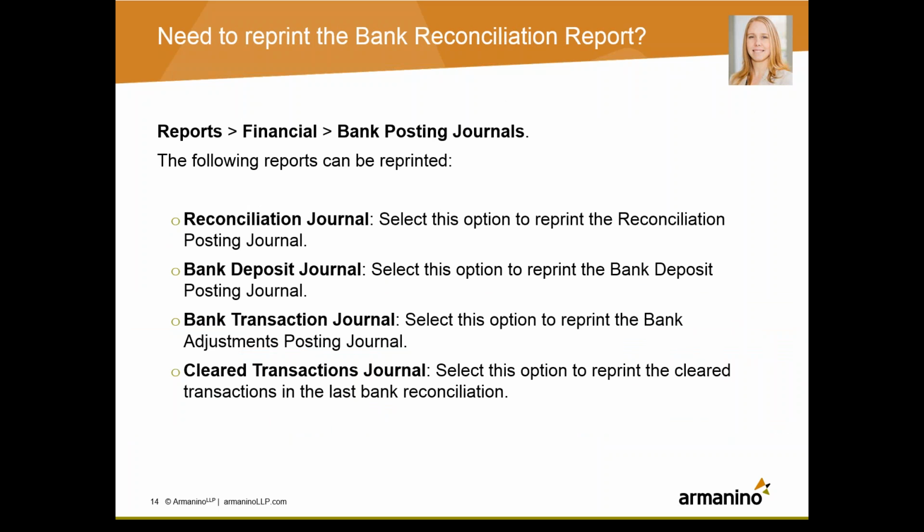Okay, so if you need to reprint your bank reconciliation report, when you run your bank rec, it's going to produce a report. If something happens and you either can't grab that report at the time it's posted, or you just need to reprint for any reason, here's where you would go to find the bank posting journals. There are 4 different types of journals. They're all available if you go to Reports, Financial, Bank Posting Journals. There's a drop-down menu there where you can select which journal you want. The one that we get asked about a lot is the Cleared Transaction Journal. That one just seems to come up more often than some of the others, but they are all available and can all be reprinted from that location.